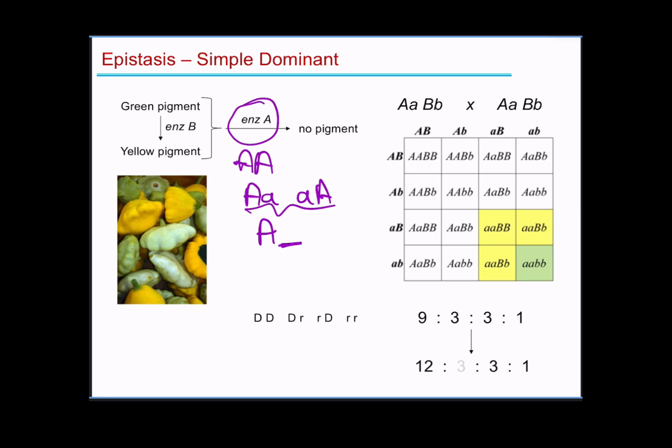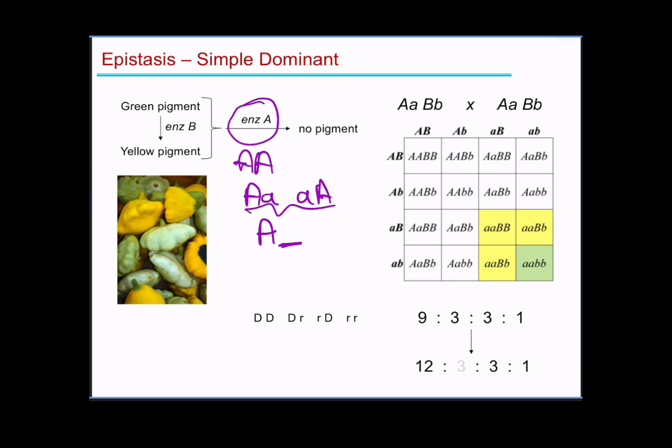In other words, when A is functioning, you have no idea what the state of the B locus is. You have no way to know if the B locus was working or not, and if these squashes were producing yellow or green pigment, because A took care of it, destroyed it all. And what you end up with is these white squashes. Only when A is a homozygote recessive mutant will whatever was happening with the B locus reveal itself.